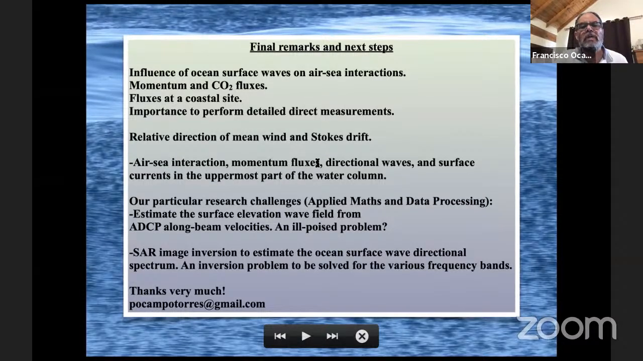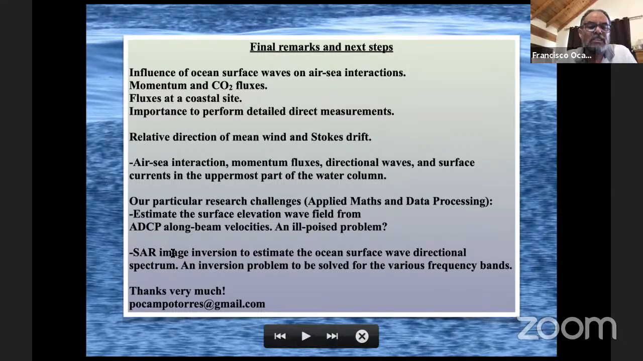Air-sea interaction, momentum fluxes, directional waves, and surface currents in the uppermost part of the water column are among the main interests in our research. Our particular research challenges, mainly associated with applied maths or data processing, include estimating the surface elevation wave field from the ADCP data, essentially along-beam velocities in all cells as a function of depth. We anticipate that this is an ill-posed problem.